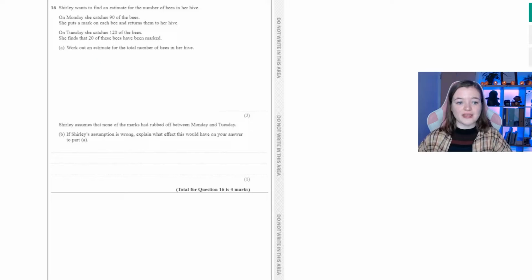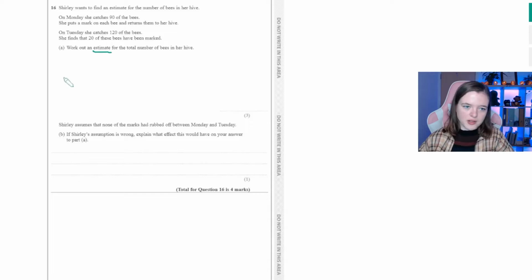Note the estimate in this case doesn't mean you can start rounding numbers up or down. It normally does, but not in this case, because we're kind of estimating. She's doing a bit of a guesstimate, right? Because she's marking bees and waiting for them to come back to her. So it's never going to be accurate, right? So that's why it's an estimate. So you can't be rounding numbers willy-nilly.